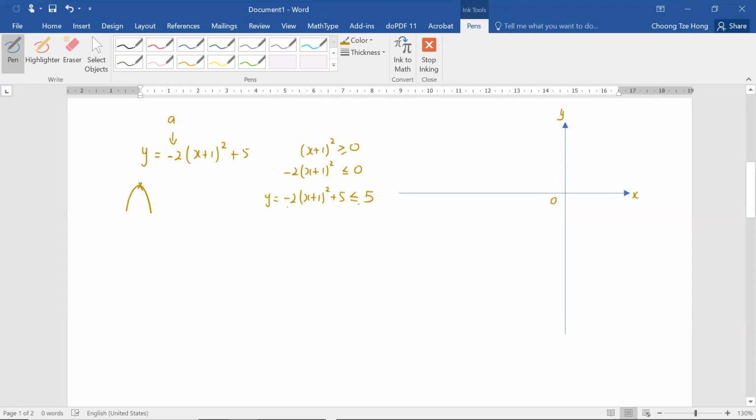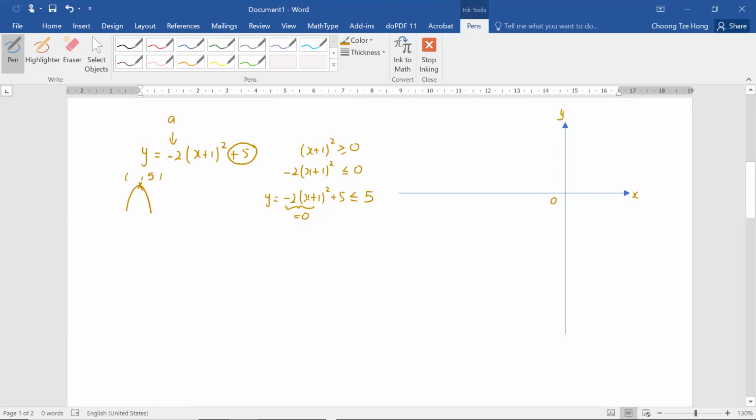That means it's either equal to 5 or less than 5, which means that the y coordinate of the maximum point will be 5. So you should realize that the y coordinate of the turning point, whether it's maximum or minimum, will just be the number behind. When will y be 5? When we want to make this one equal to 0, then we will have 0 plus 5, then we get 5, the maximum point.